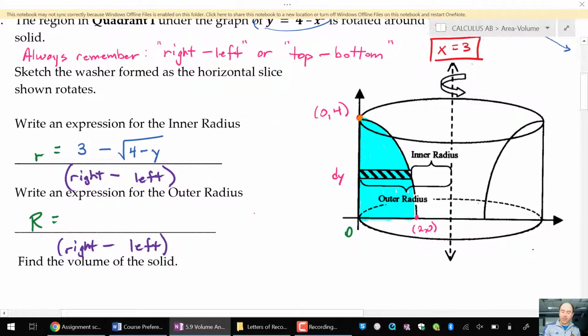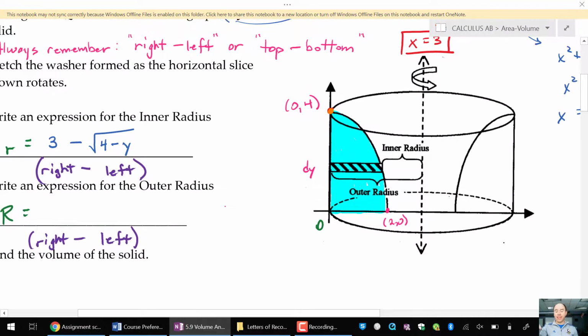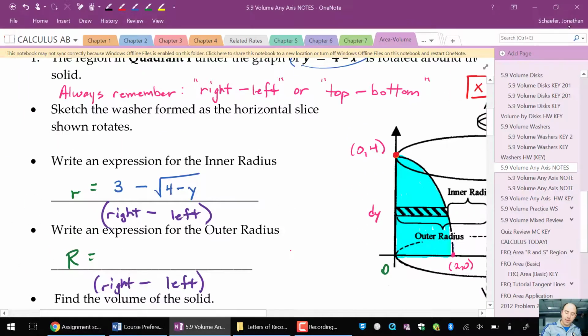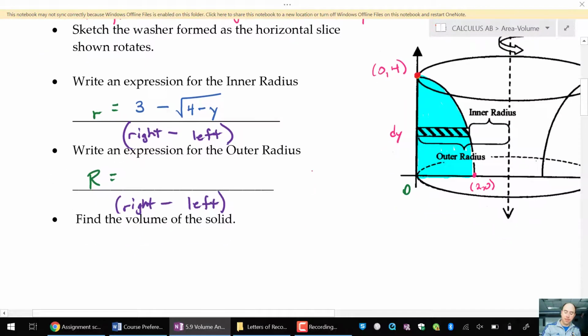Let's find the outer radius of this washer. The outer radius, again, is right minus left, 3 all the way over to what looks to be the y-axis. Well, that's going to be 3 minus 0. So my capital R, outer radius, right minus left, is 3 minus 0. Now, you could simplify that and just say 3, which is okay, but I like students to see where the right end is and where the left end is, even if there's a 0 in there somewhere, just to keep track of the different dimensions of the washer radii.